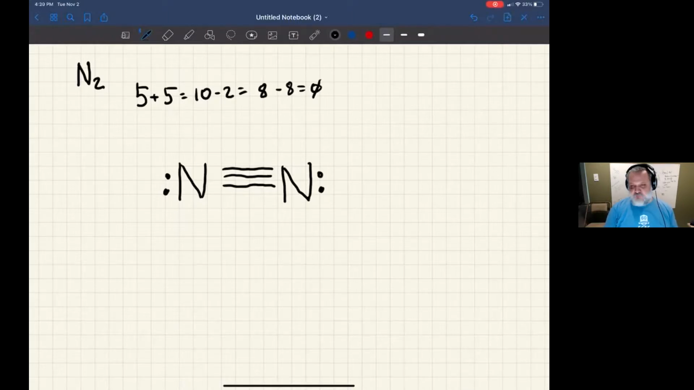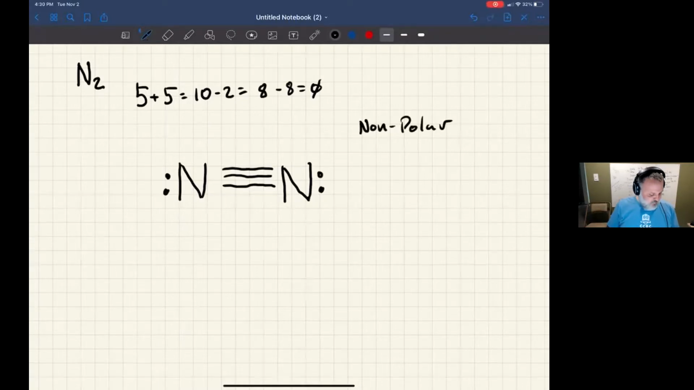So is it polar or non-polar? Well, remember that there is no difference in electronegativity between the nitrogens, so the bond is completely non-polar. There's no question about it. No difference in electronegativity, so this is a non-polar molecule.